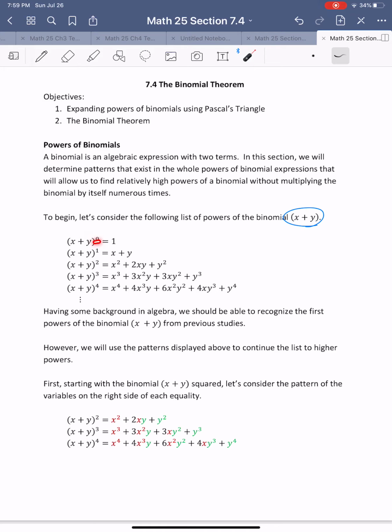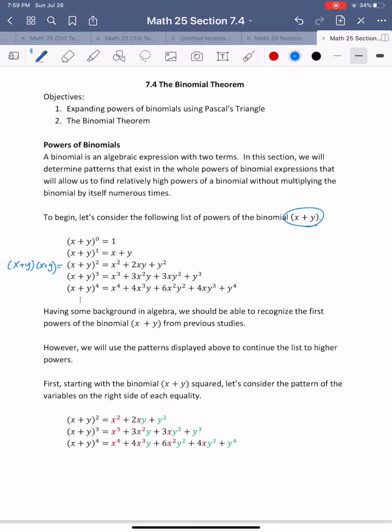So the 0 power is always 1, and the first power stays the same. The second power, x plus y squared, means x plus y times x plus y. And then when you FOIL, you get this. The cube means you multiply by another x plus y. The fourth power means you multiply by another x plus y.